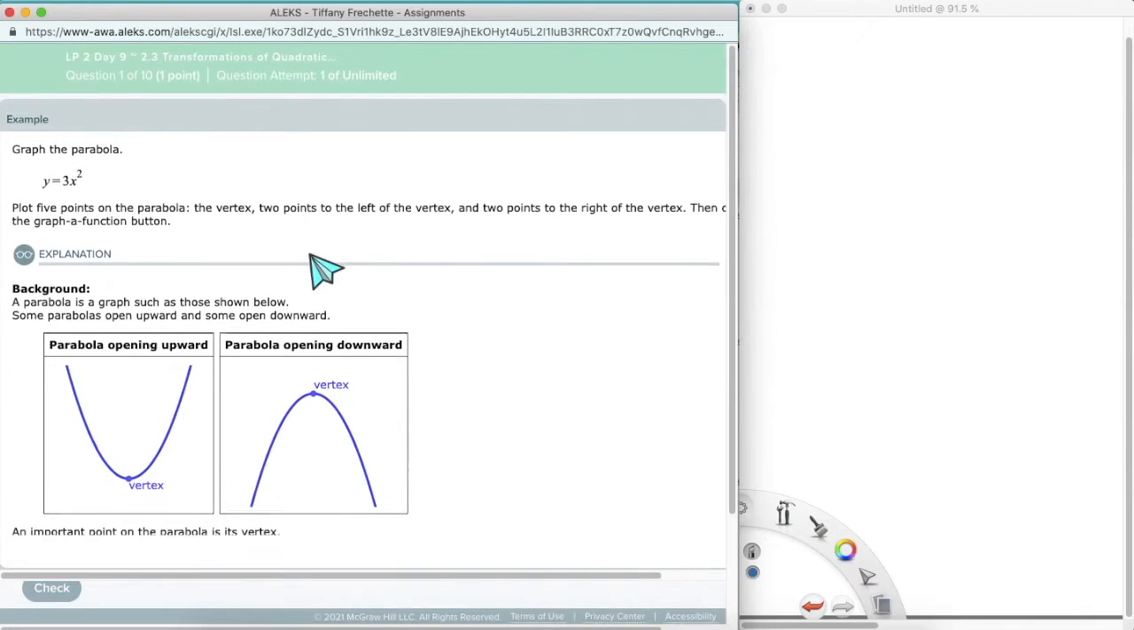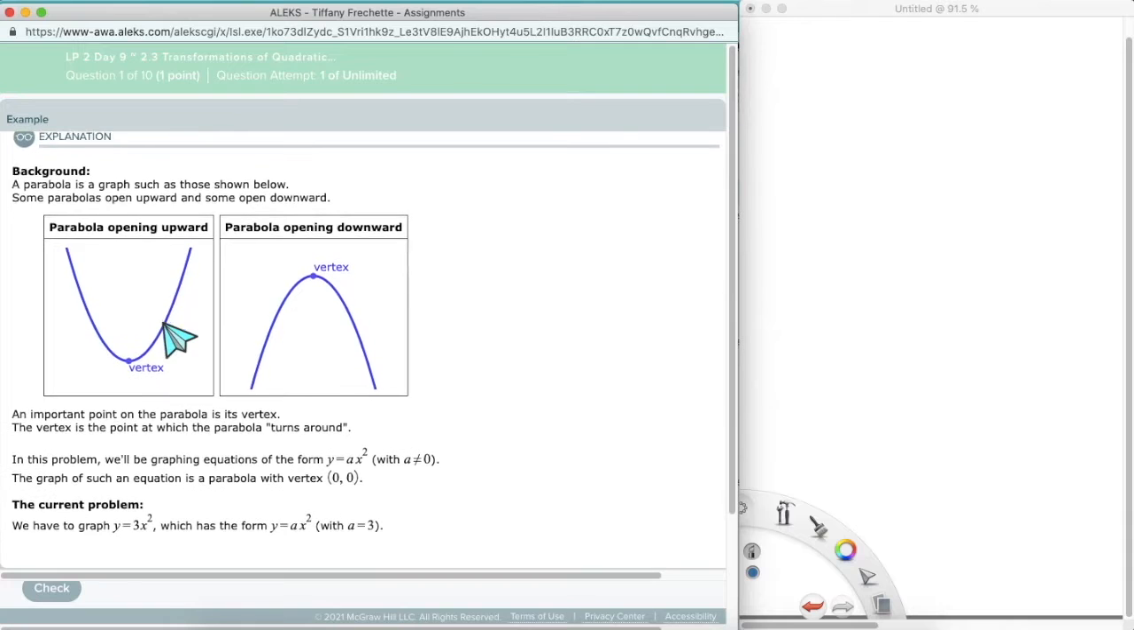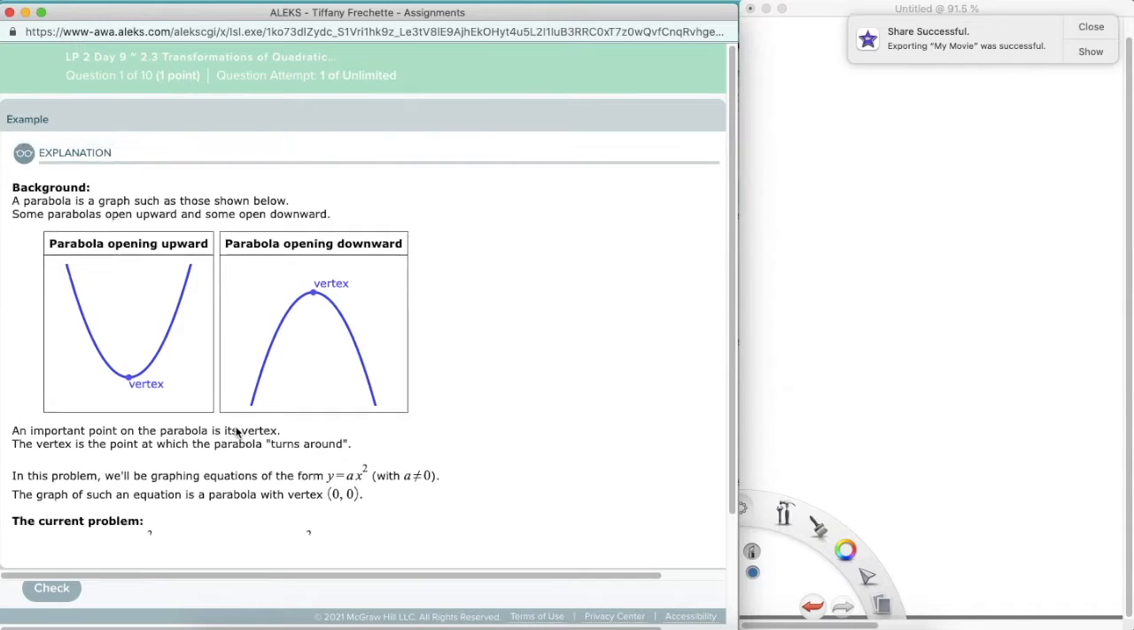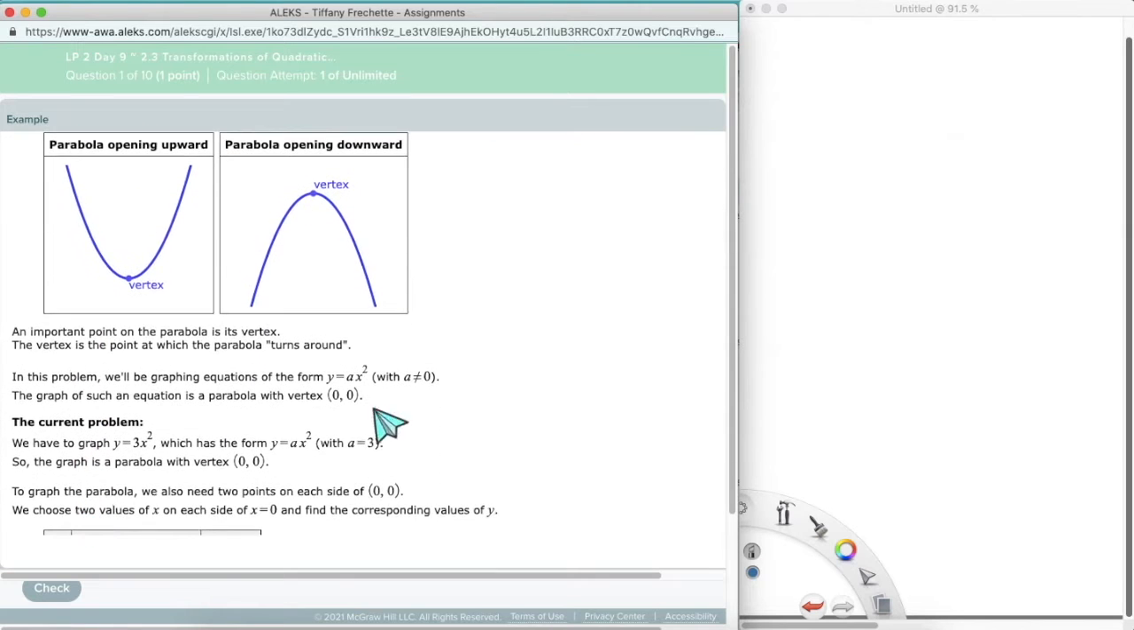For parabolas, if you didn't know all the qualities of a parabola, you would want to go through this background and make sure you understood that they can open upward or downward. And we can see that based on the coefficient in front of the x squared. So if it's a positive number, then it's going to open upward. If this is a negative number, it's going to open downward. So I know right away, this is a positive 3, it's going to open upward. And I can tell that just from looking at the piece here.